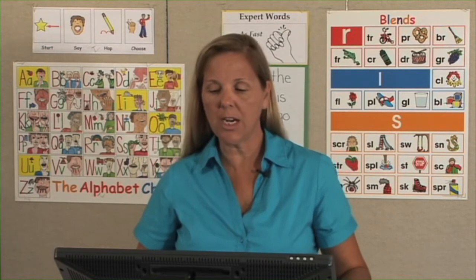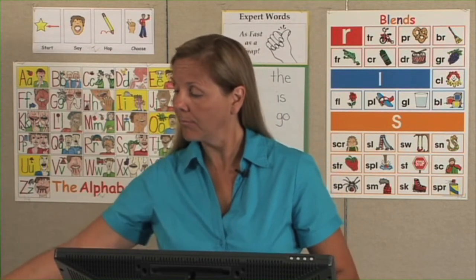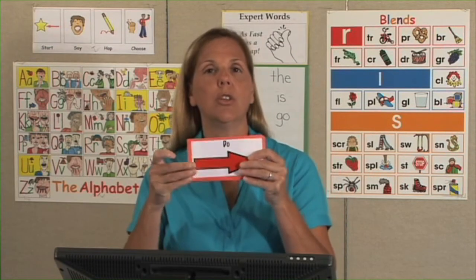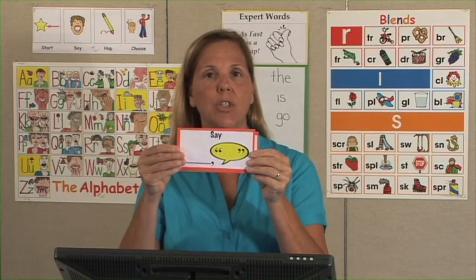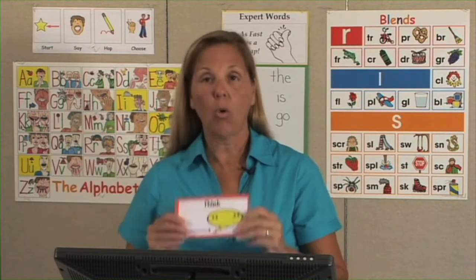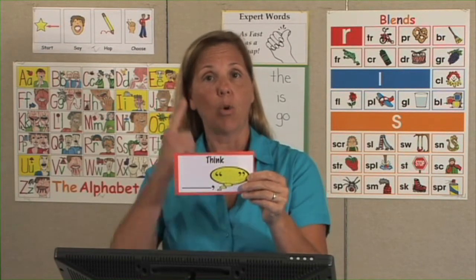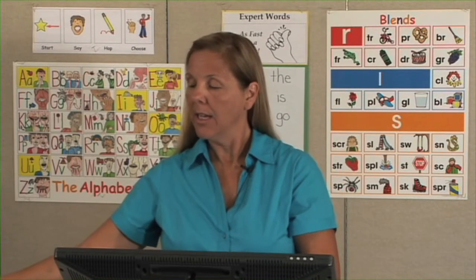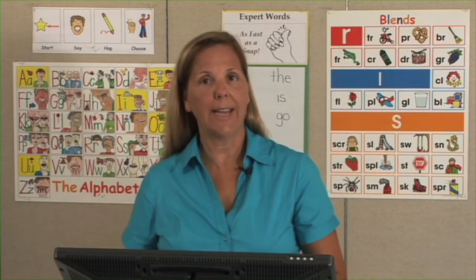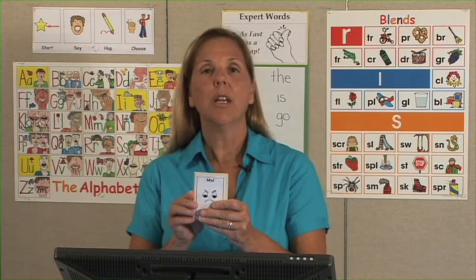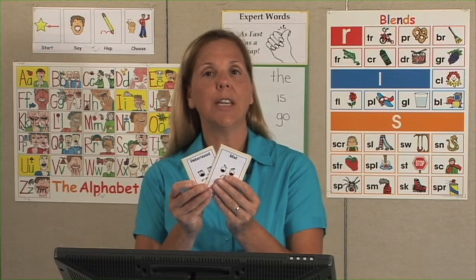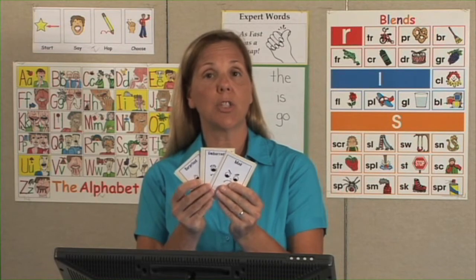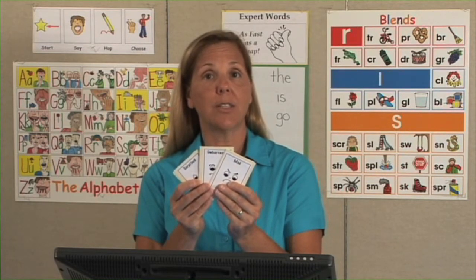You will also need, in order to plan the story, your do, which is an arrow, say, which is a dialogue bubble, or the think bubble for thoughts. You will need these cards to help plan the different actions in the story. If students are having trouble coming up with ideas, you will need to use some of the emotion cards, which is a little deck of cards with emotion faces on it.